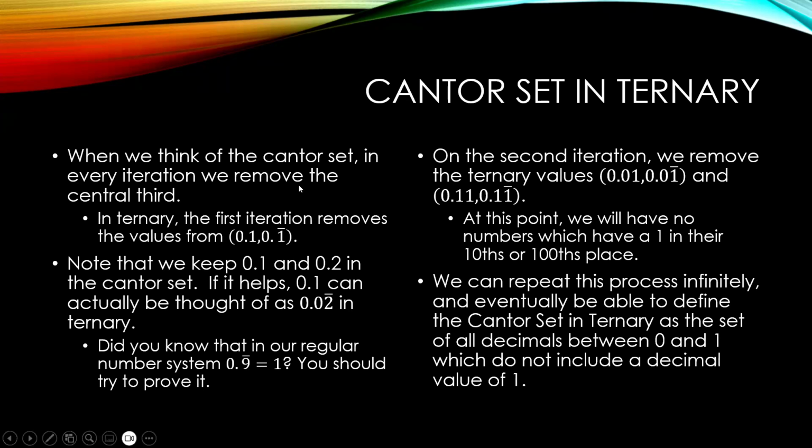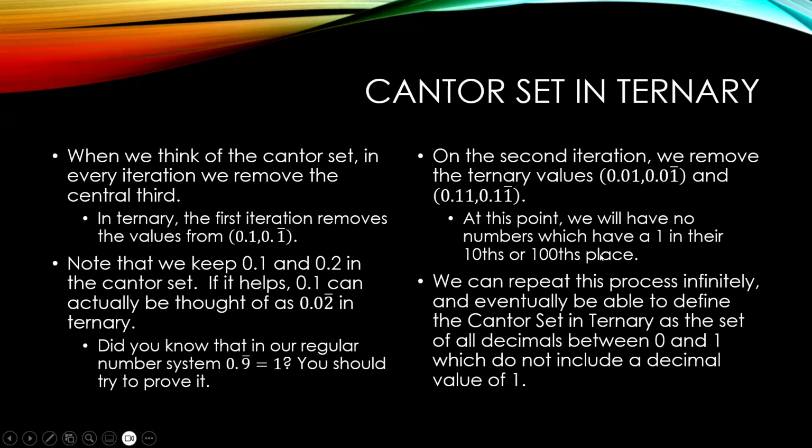And so when we think of the Cantor set in every iteration, we remove the center third. In ternary, the first iteration would remove everything from 0.1 to 0.1 bar. Note that we keep 0.1 and 0.2 in the Cantor set. If it helps, 0.1 can actually be thought of as 0.02 bar in ternary. Note, did you know that 0.9 bar is the same as 1? You should try to prove that.